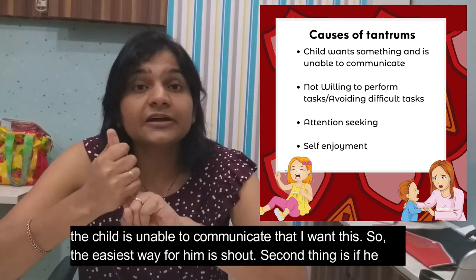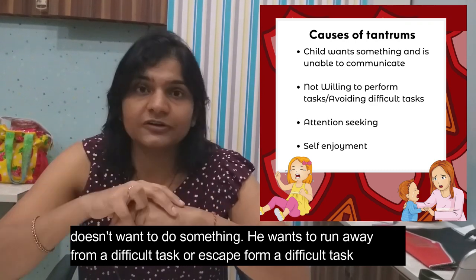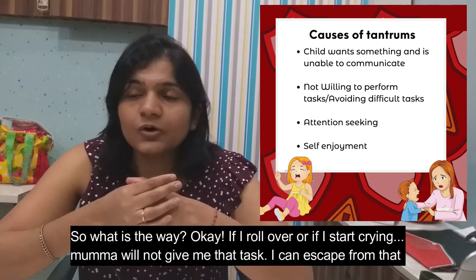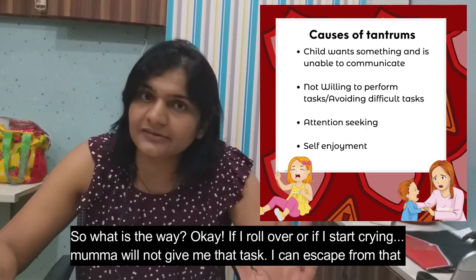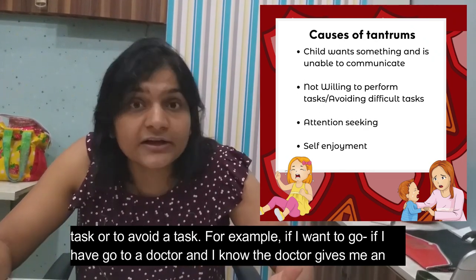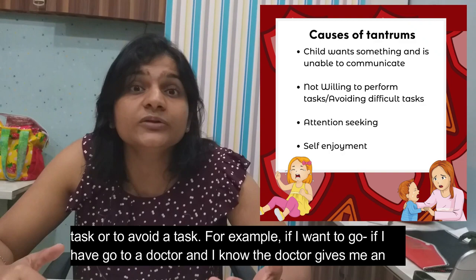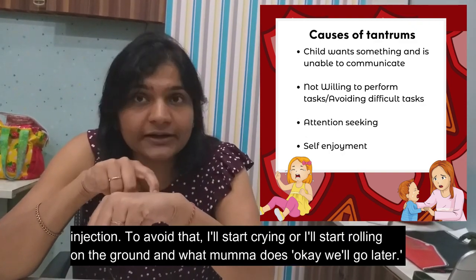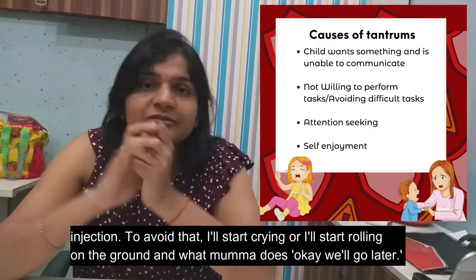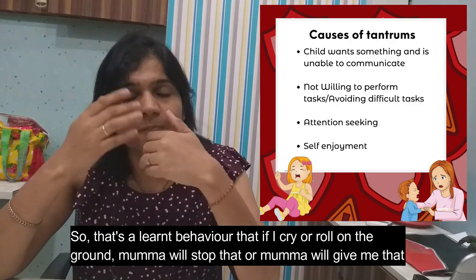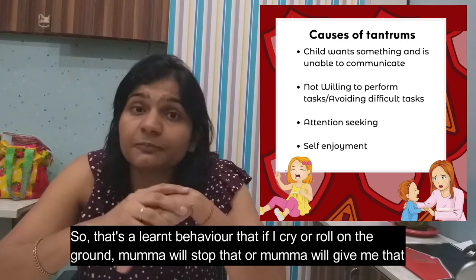Second thing is, if he doesn't want to do something, he wants to run away from a difficult task, or escape from a difficult task. So what is the way? Okay, if I roll over or if I start crying, mama will not give me that task. So I escape from that task. Or to avoid a task. For example, if I have to go to a doctor and I know that the doctor gives me an injection, to avoid that, I will start crying or I'll start rolling on the ground, and mama says, okay, we'll go later. So that's a learned behavior, that if I cry or roll on the ground, mama will stop that or mama will give me that.